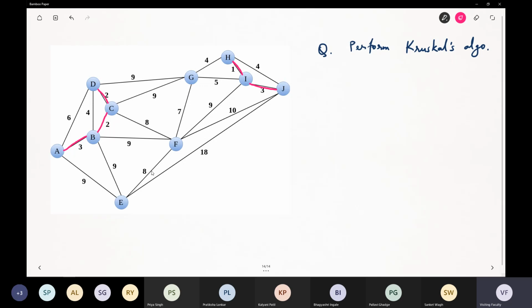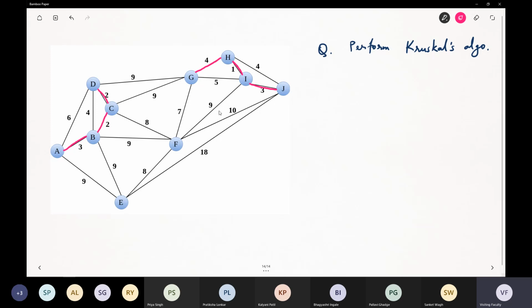What is the minimum edge weight now among the remaining edges? 4, but you can choose only those edges which do not form a cycle. If you pick BD, it will form a 3 cycle. If you pick HJ, it will form a 3 cycle, so you cannot do that, right? So you can only pick GH now, but that's all right.